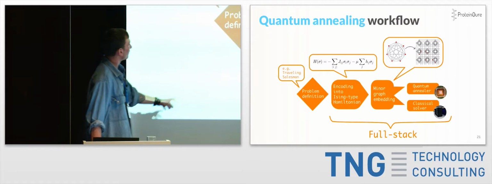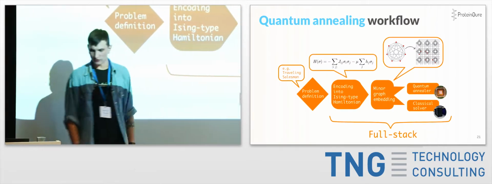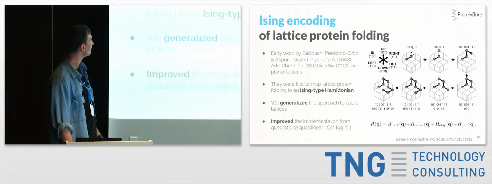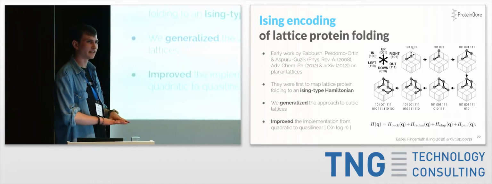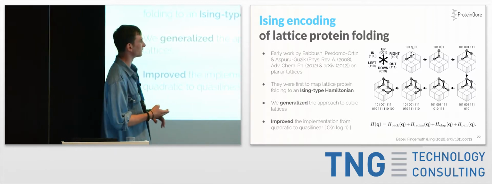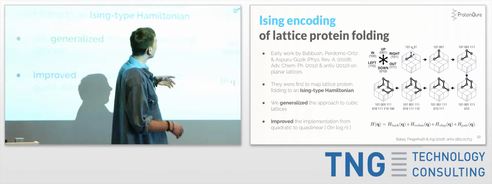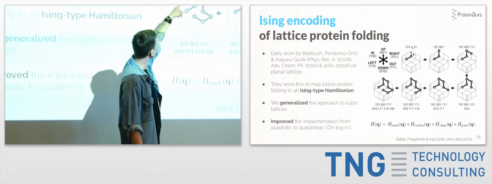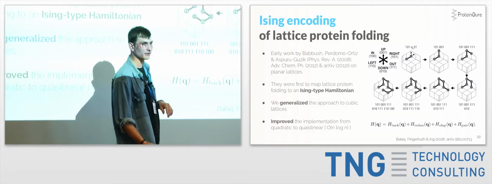So really what we're in now is, how do we encode this problem into an Ising type Hamiltonian? And there was some early work from a group at Harvard. What they did back in the day is they took a 2D lattice and folded a protein with 4 amino acids on that grid. And what we did is we generalized that approach to cubic lattices, 3 dimensions, where we encoded the directions on the lattice with 3 bits each.